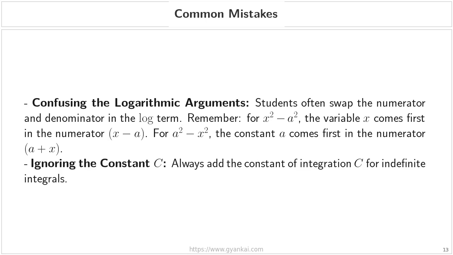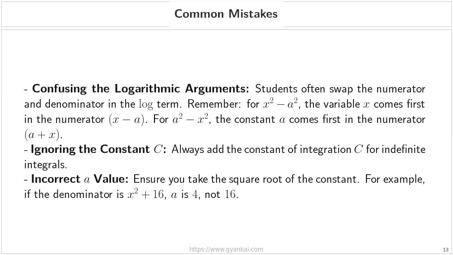Next, ignoring the constant c. This is a fundamental mistake in integration. Every indefinite integral, meaning an integral without specific limits, must have a constant of integration, which we denote as c. It represents the fact that the derivative of a constant is 0, so there are infinitely many possible constant terms that could be part of the original function. Don't forget to add it.